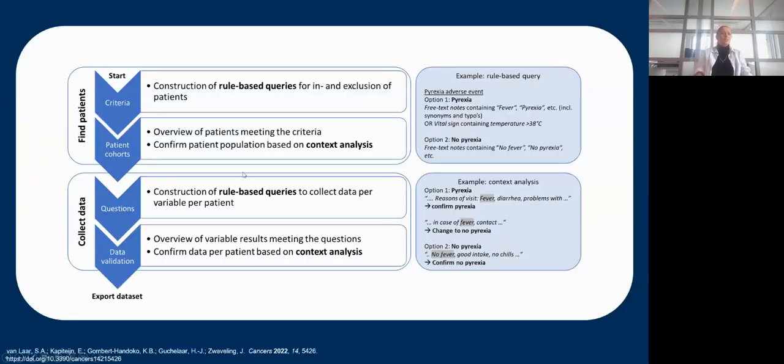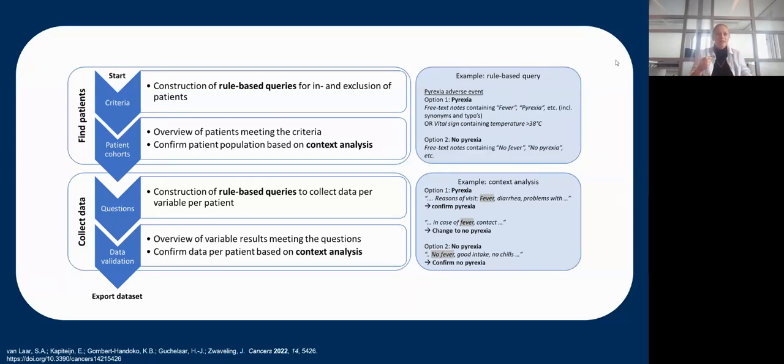And the system we actually use for it is we first use it to find patients, and then we selected those patients and then collected the data. So we constructed rule-based queries. For example, over here, we could see for pyrexia or fever, we added a lot of words or terms and synonyms and also typos. So if any of those happened in a certain time frame, we would see it.